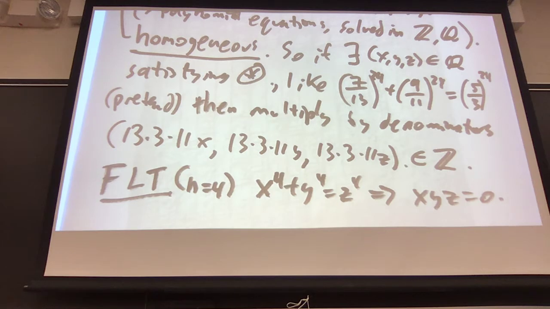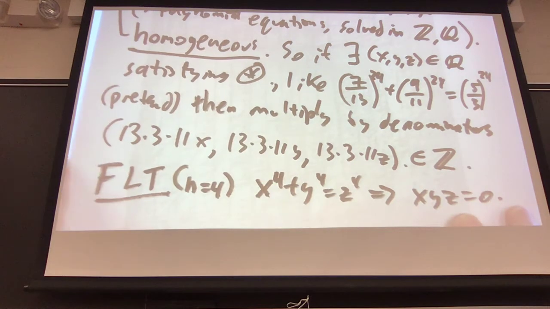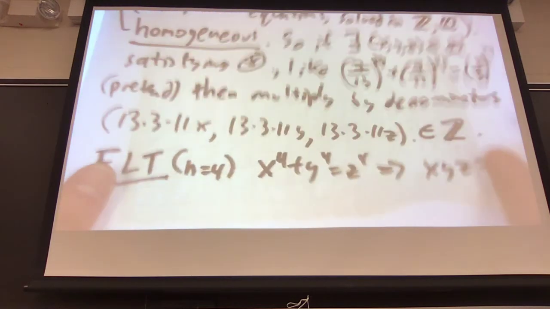In order to prove this theorem, we need to go all the way back to what Diophantus had actually done, which was to understand solutions to the Pythagorean equation. So let's do that. A first step.